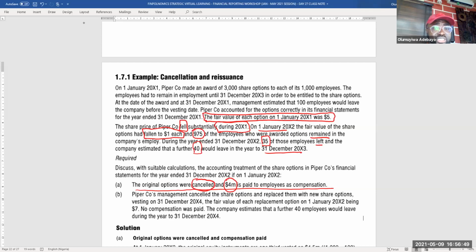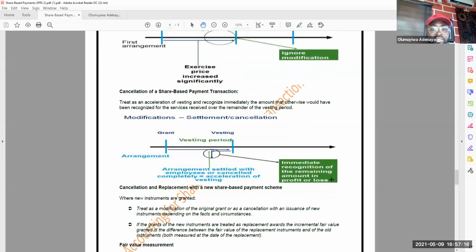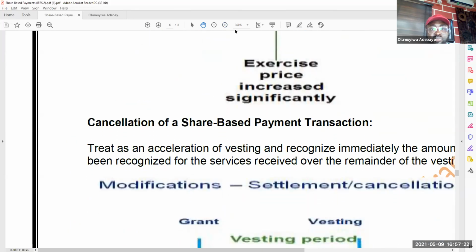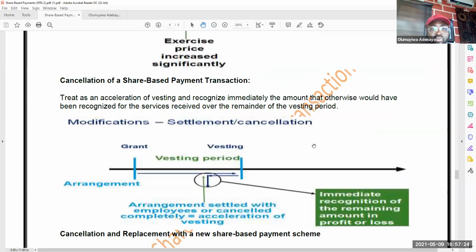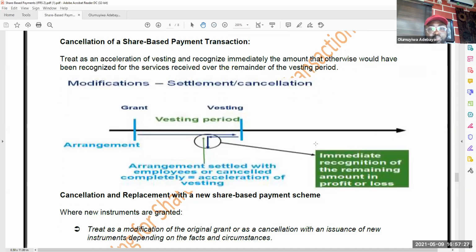The question then is, how do we account for this? This is not a modification. This is a pure cancellation, and cancellation comes with compensation. How are we told to treat cancellation? Let us go back to what we discussed here. Can somebody read the treatment of cancellation of share-based payments?